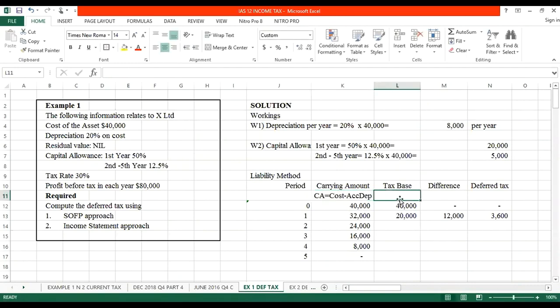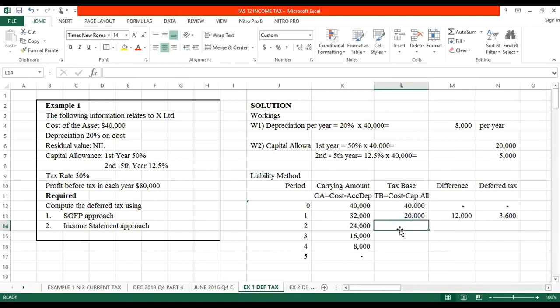Tax base, we have said, is equal to cost minus capital allowance. Don't also forget about that. I'm almost there. Now, again here, tax base will be equal to cost of the asset minus capital allowance in year 1 minus capital allowance in year 2. Is that 15,000?